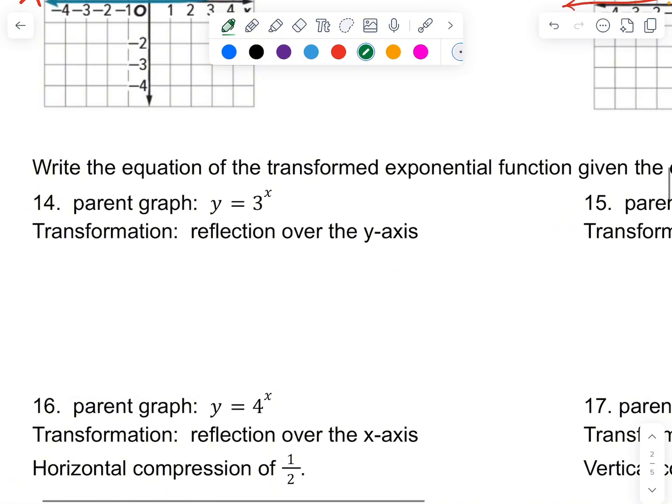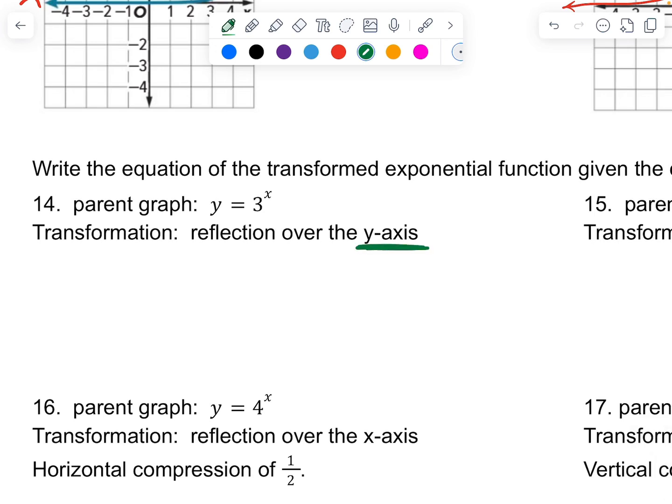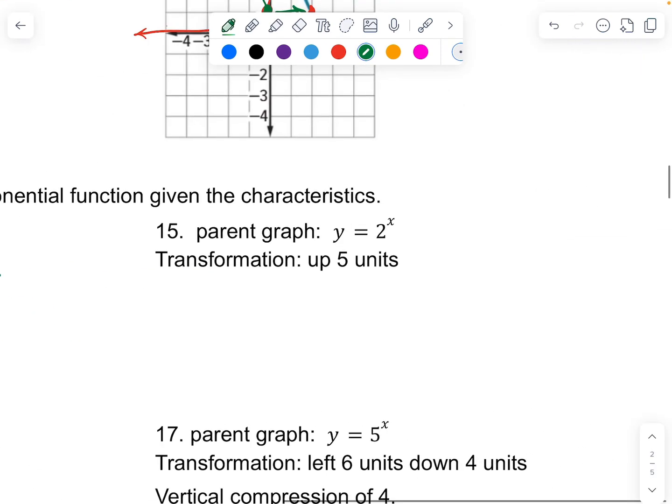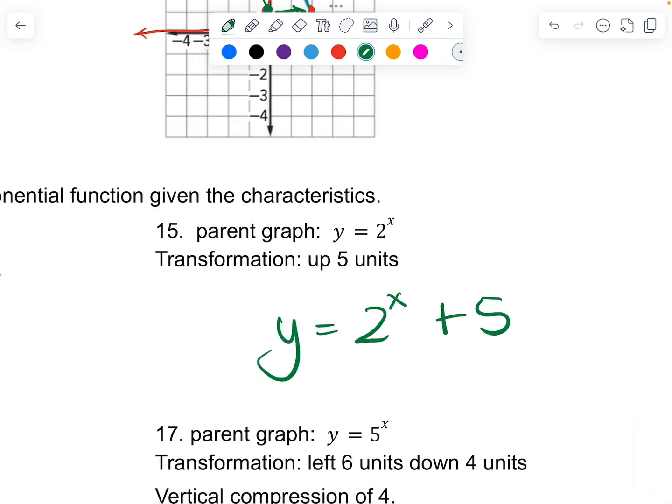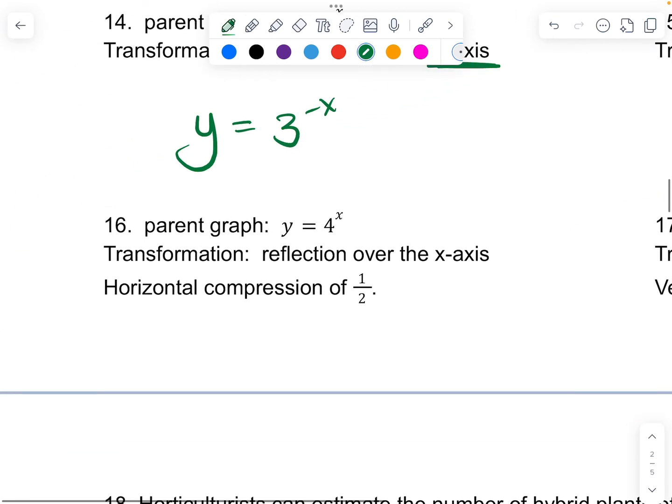Okay, over here. So it reflects over the y-axis. So if something reflects over the y-axis, it goes up here. If it goes up, that means that we add 5. This one says a reflection over the x-axis, so that means that there's a negative out front. And there's a horizontal compression. So compression, remember that horizontal, anything that's horizontal, we have to flip it. So that means this is going to turn to a 2.